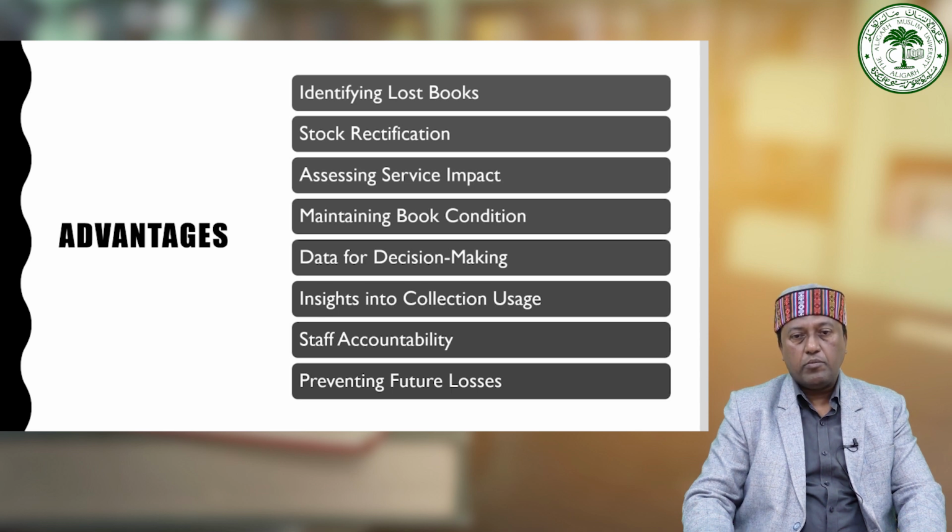Then we have staff accountability. It allows library authorities to assess the performance and accountability of library staff in maintaining the collection's integrity, identifying areas for improvement, or training if necessary. And then another advantage we have is that we can prevent future losses by identifying the root cause of book loss or damage revealed during stock verification. Library authorities can implement preventive measures and policies to minimize future losses and maintain the collection's integrity.